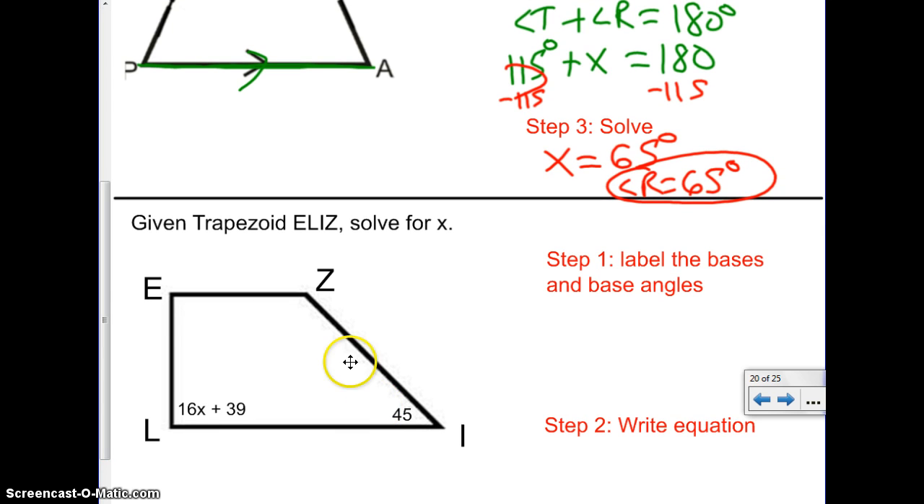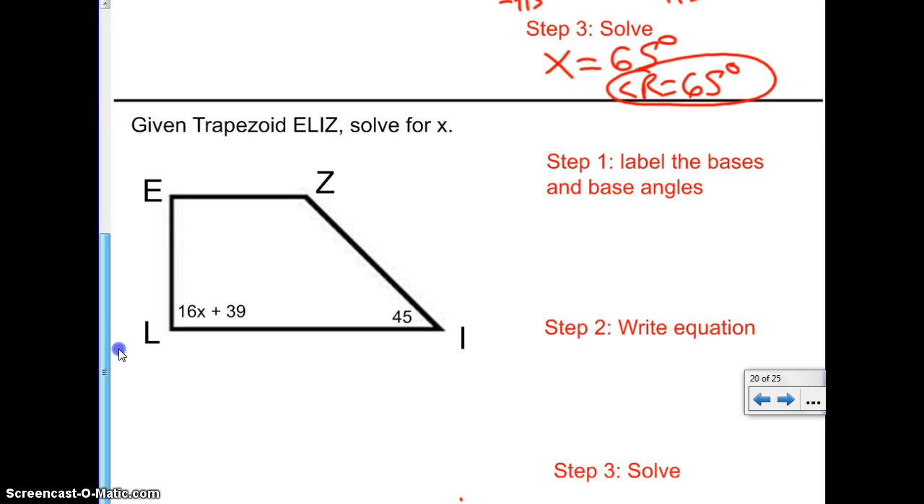So let's look at this second question. Given trapezoid ELIZ, solve for X. So step 1 again, label the bases, which are our parallel sides, so that's EZ is a base and LI is a base. So side EZ, side LI. Which means your base angles are any of these in here. So like E is a base angle, Z is a base angle, L is a base angle, and I is a base angle.